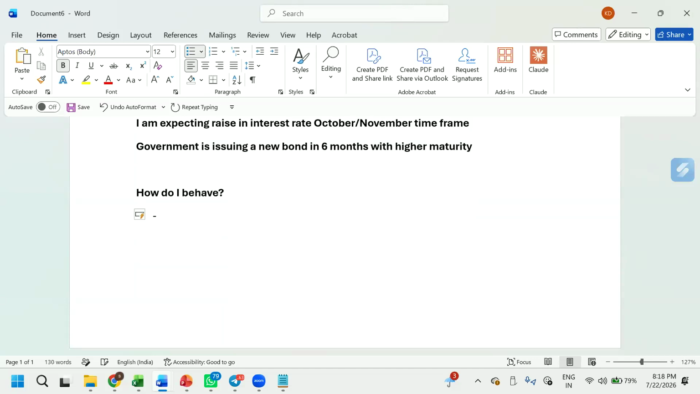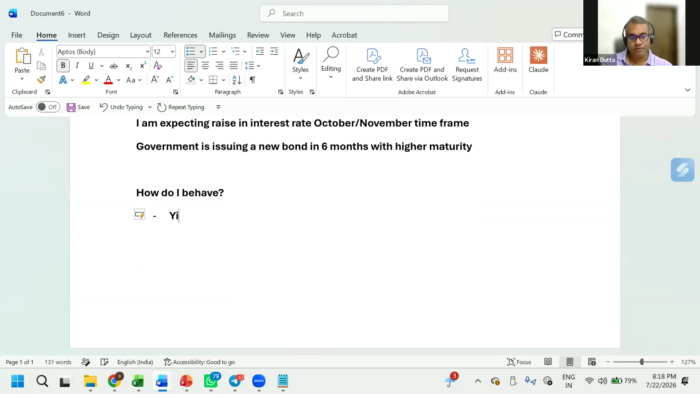First, yields will come down. Yields will come down. That's what it is, right? Very good. Yields will come down, which means what? My GSEC value will sort of come down, right? My portfolio value will come down. Let's put it this way.